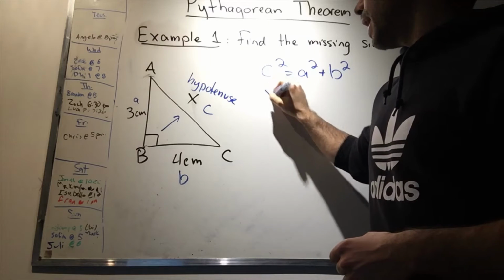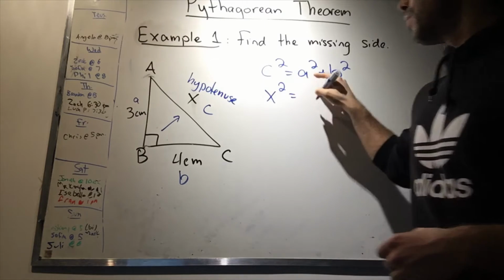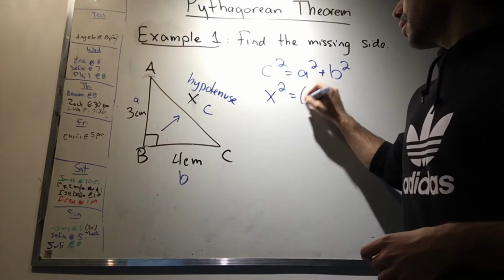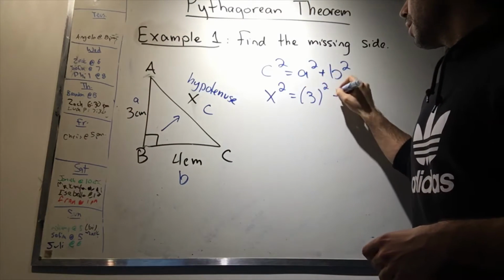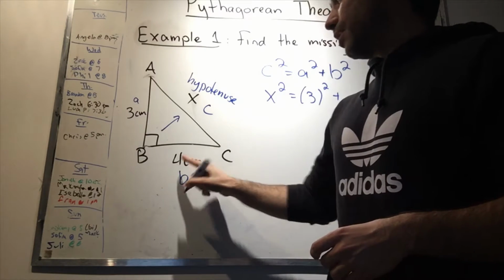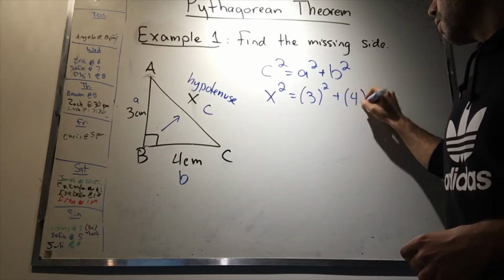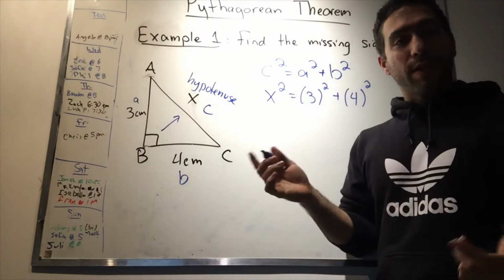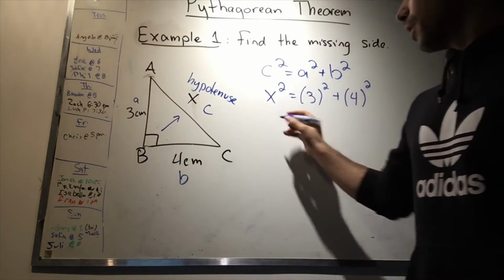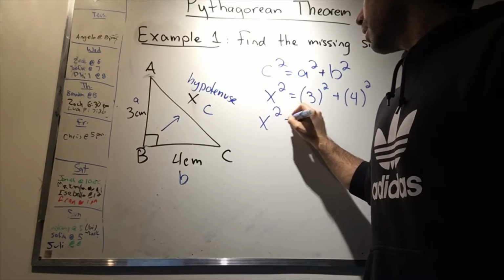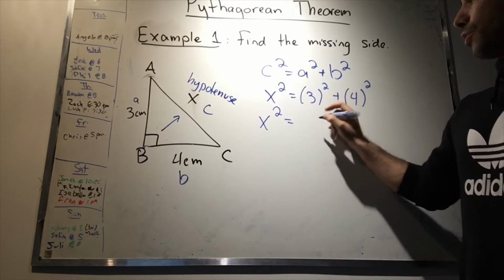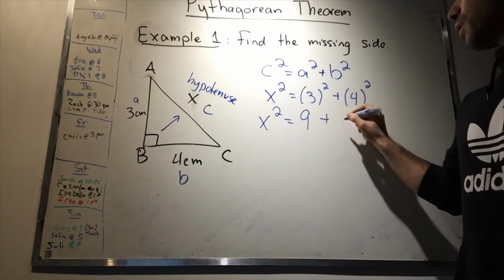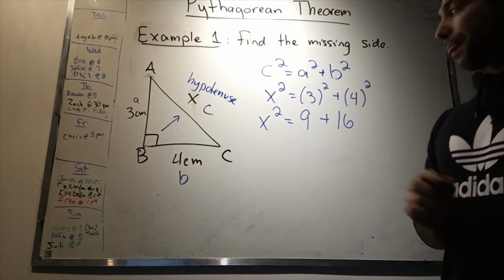So we have x squared, that's what we're looking for, equals A squared. A is really your 3, so let's replace the A with 3 squared, plus B is really 4 squared. And now we solve for x. So you could have left it as C as well. That's okay, that's fine. I'm going to call it x. So what we get is x squared equals 3 squared, which is 3 times 3, which is 9, plus 4 squared, which is 4 times 4, which is 16.